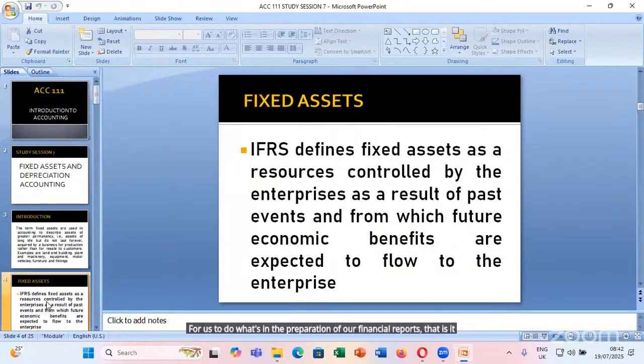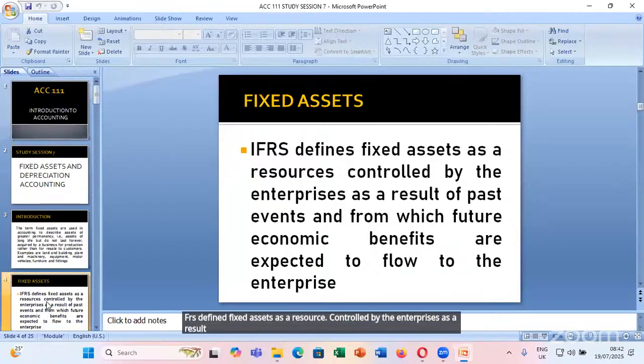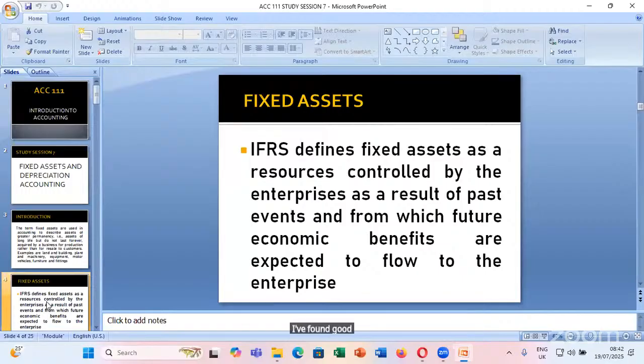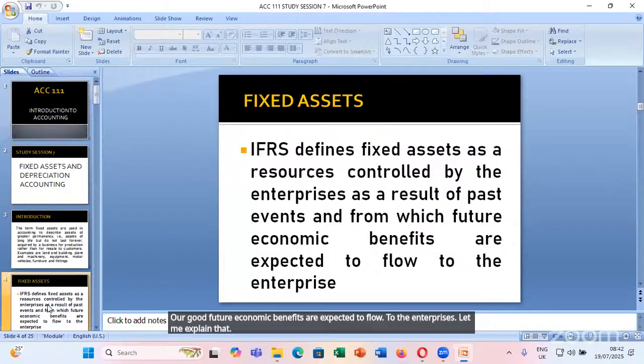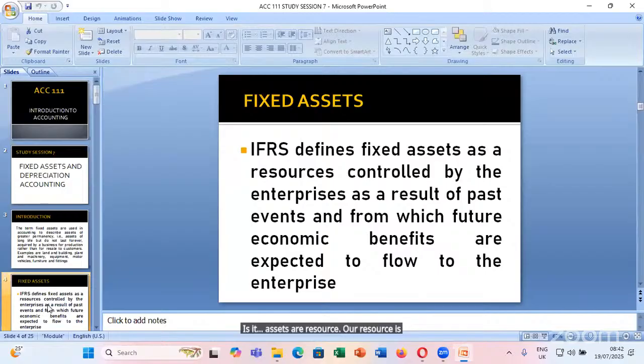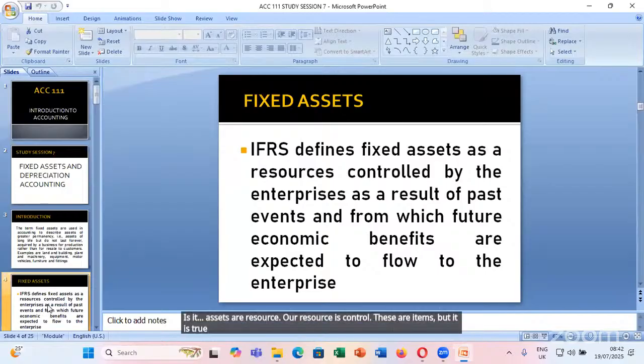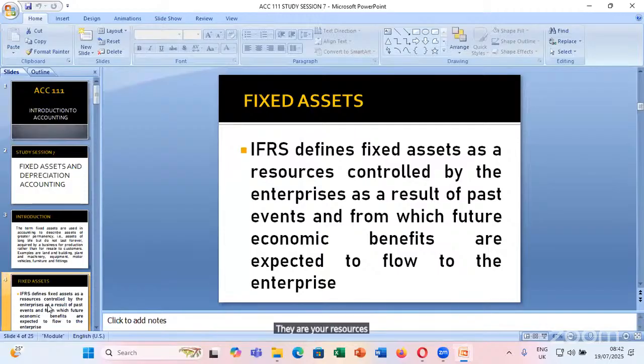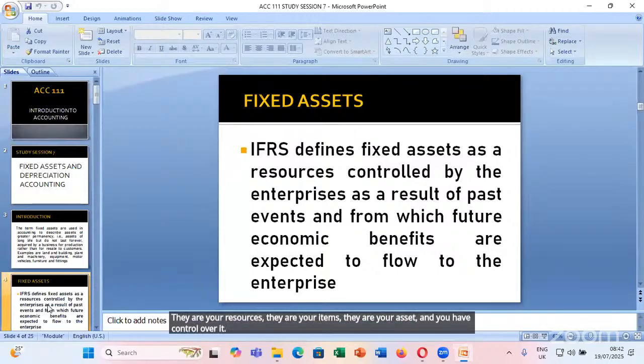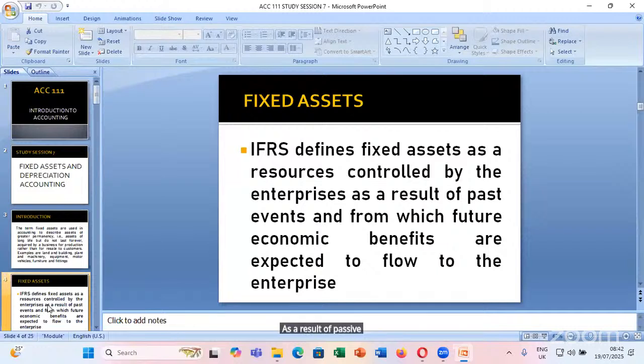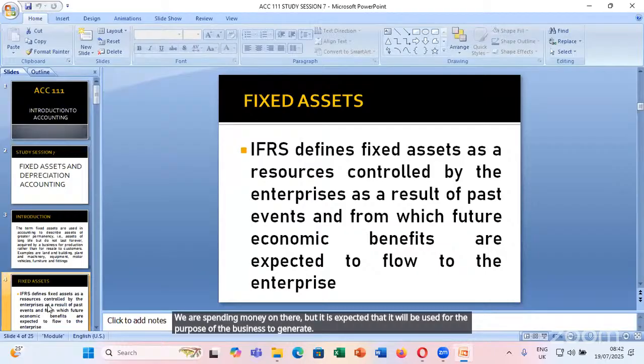So IFRS defines fixed assets as a resource controlled by the enterprise as a result of past events, and from which future economic benefits are expected to flow to the enterprise. Let me explain that. Assets are resources controlled. These are items that you have control over. They are your resources, your items, your assets, and you have control over them. As a result of past events, you have bought them in the past. You have spent money on them, but it is expected that they will be used for the purpose of the business to generate future economic benefits.